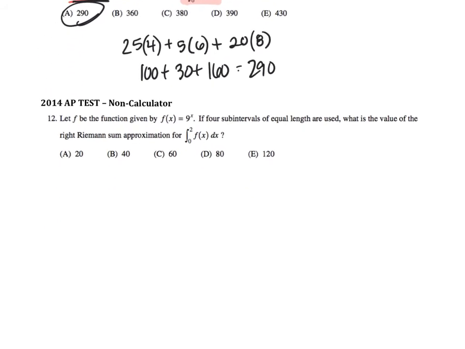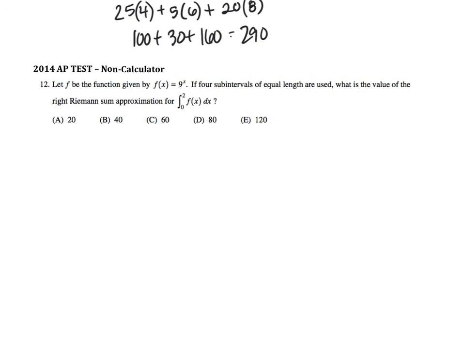Okie doke. Number 12, let f be the function given by 9 to the x. If 4 subintervals of equal length are used, what is the value of the right Riemann sum approximating the area from 0 to 2? So again, my base, I'm trying to go from 0 to 2, and I need 4 subintervals. So in order to cut that evenly, 2 subintervals would have bases of 1, but 4 subintervals will have bases of 1/2.